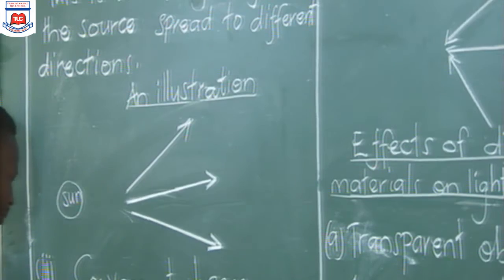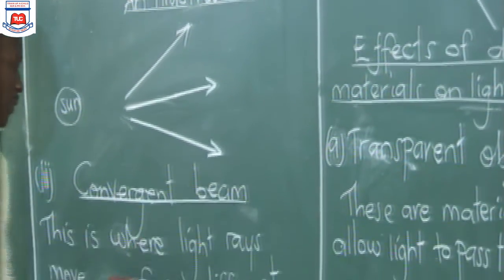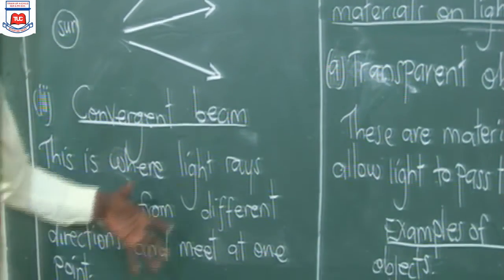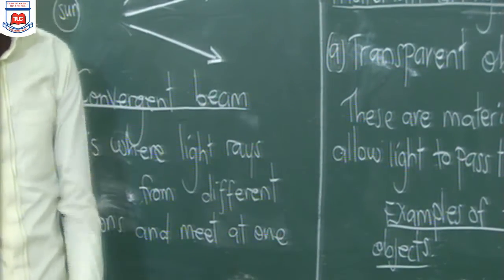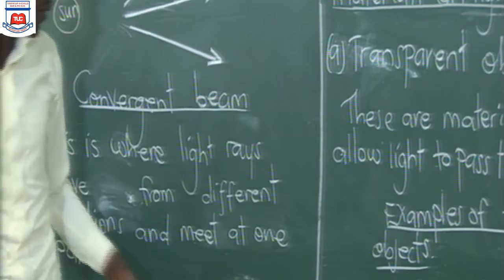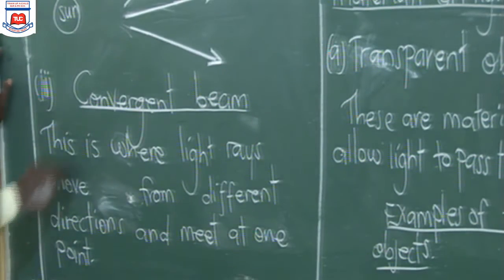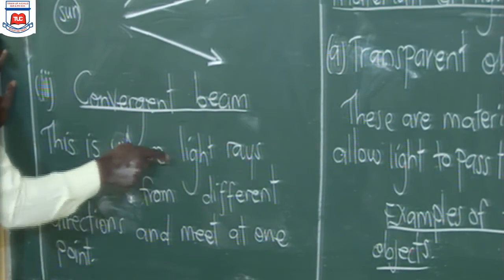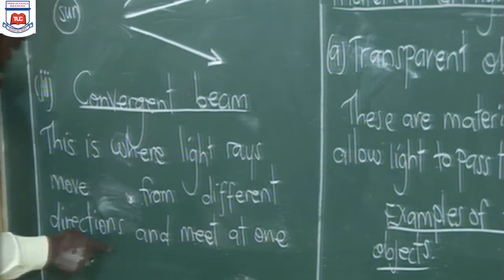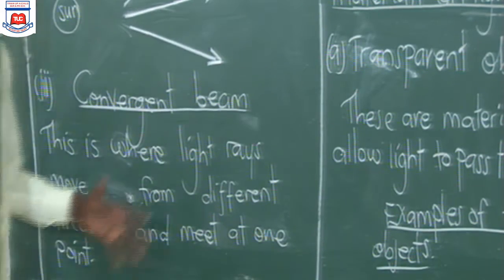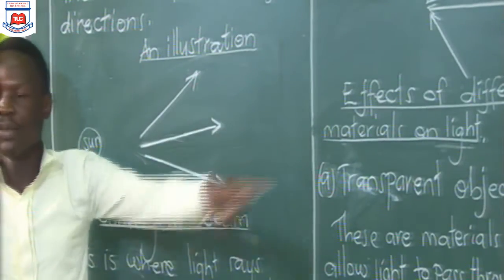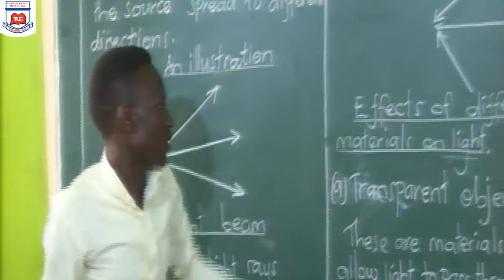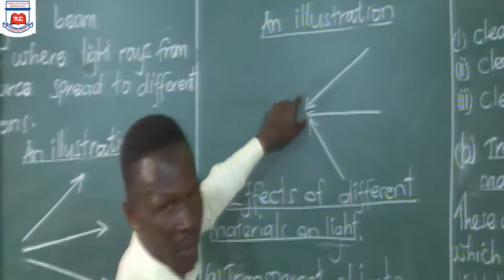So the third beam of light is the convergent beam. The word convergent means coming together from different directions or different places, and then you meet at the same place or at one point. So a convergent beam of light is where light rays move from different directions and meet at one point, as it's actually drawn, or well illustrated, on the whiteboard.